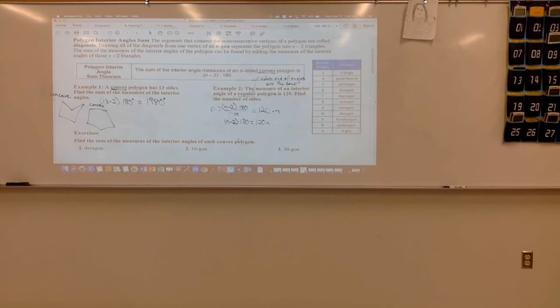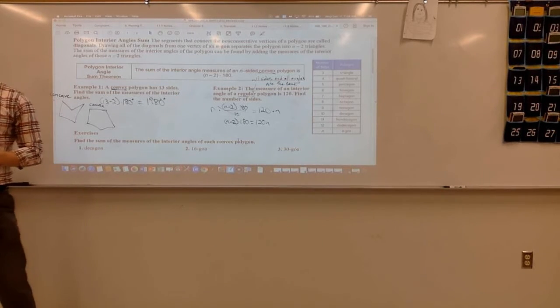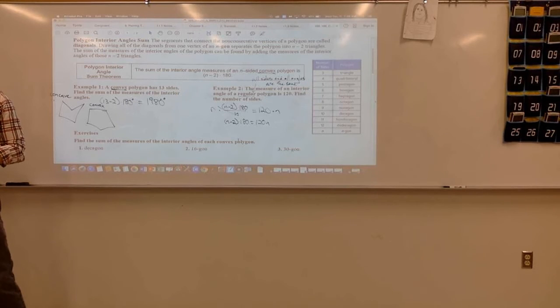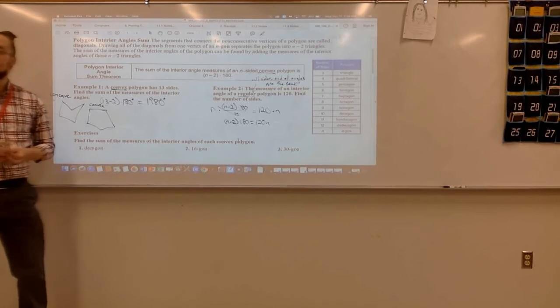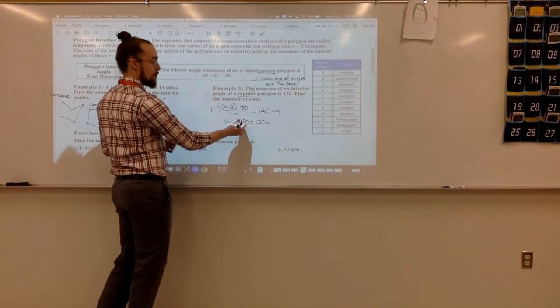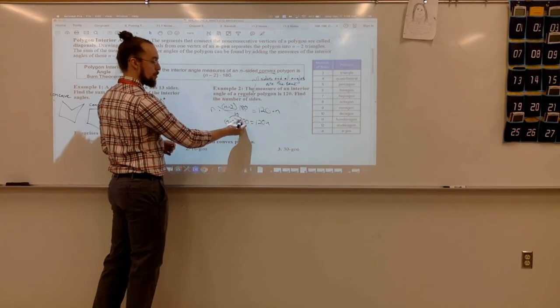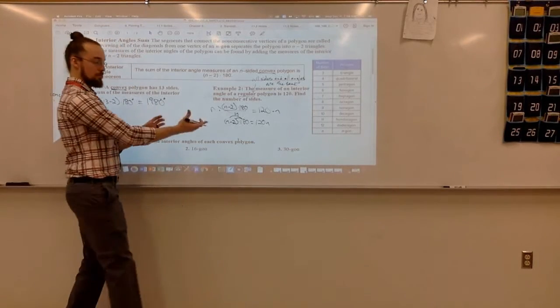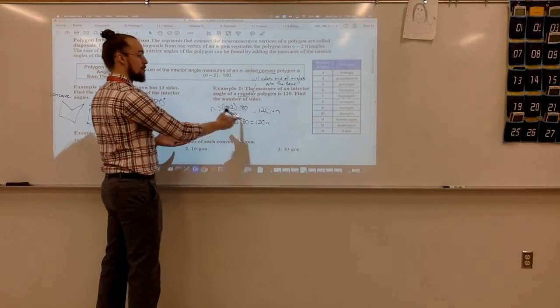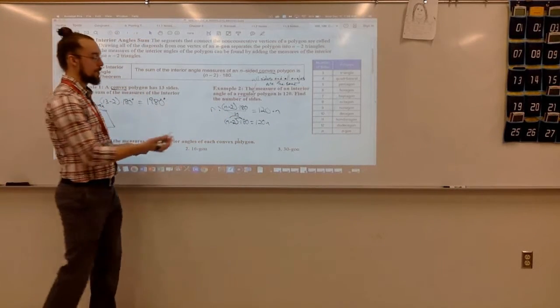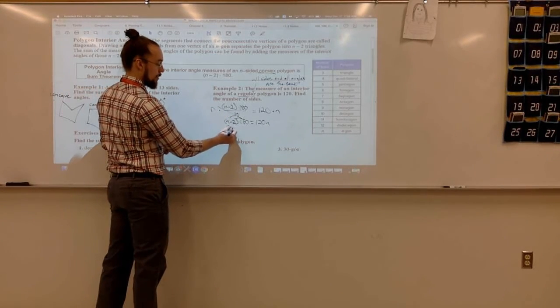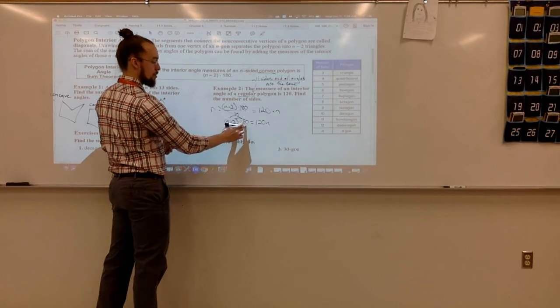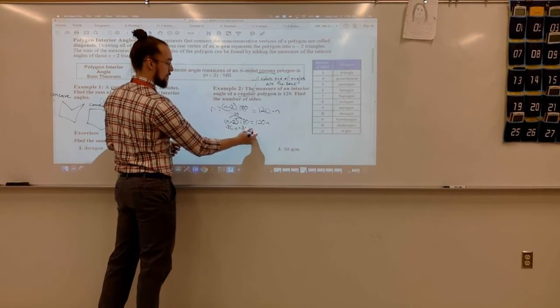So I need to multiply both sides by n. Okay, if I'm multiplying by n and dividing by n, that cancels out. So I'm just left with n minus 2 times 180 equals 120 times n. Now what can I do? So we probably want to distribute this 180 through the parentheses. It looks kind of weird because the 180 is on the right side, but we're still going to distribute here. So this will end up being 180n minus 2 times 180 is 360.